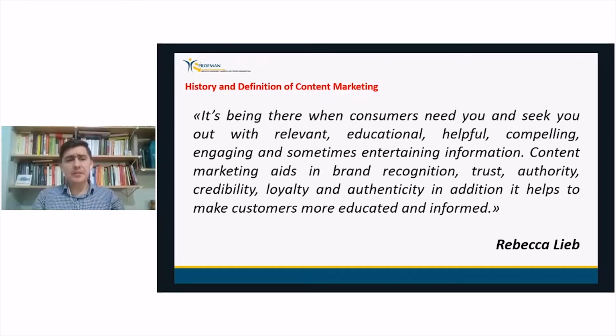And the last content marketing definition is proposed by Rebecca Leap. According to her, content marketing is being there when consumers need you and seek you out with relevant, educational, helpful, compelling, engaging, and sometimes entertaining information. Content marketing aids in brand recognition, trust, authority, credibility, loyalty, and authenticity. In addition, it helps to make customers more educated and informed. Leap positions content marketing as a strategy which increases brand individual engagement, actually.